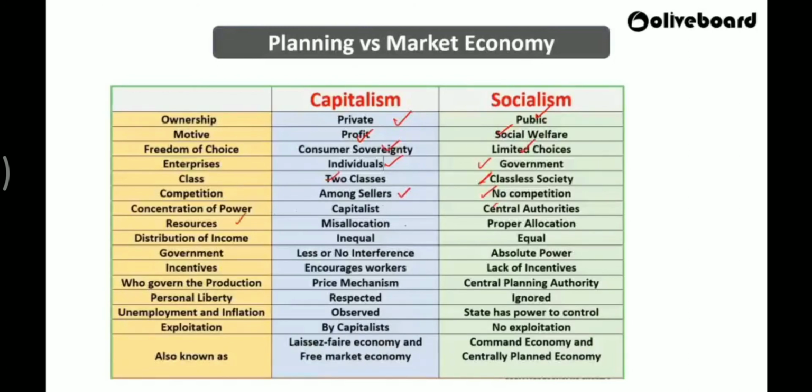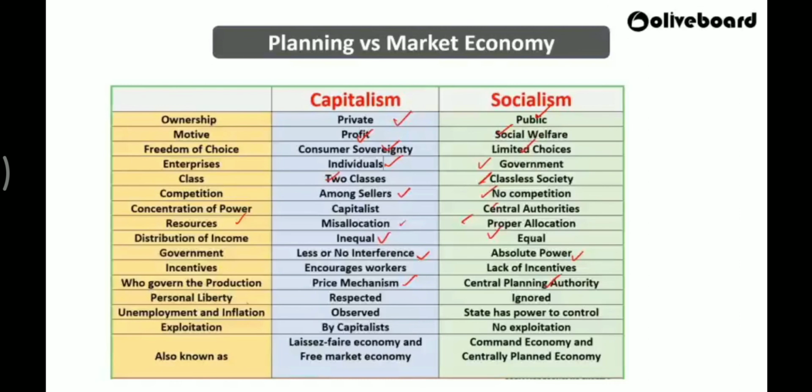Resources: definitely there will be a misallocation of natural resources. Here there will be a proper allocation. Distribution of income: obviously it is unequal, and here relatively equal. Government: less or no interference, a very minimal role in capitalism. Here, absolute power. In socialism, the government is the sole authority. Who governs the production? The price mechanism. That's what I told you, your market forces, because what the consumer wanted, that only will be manufactured. So, price mechanism. Here, a centrally planning authority, the government.